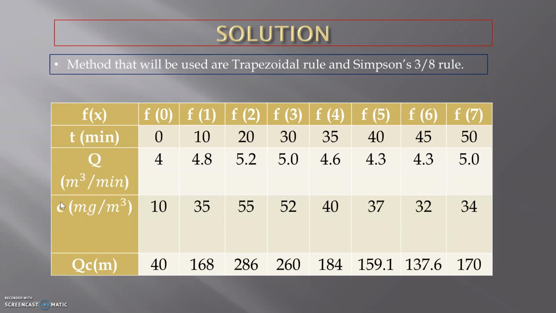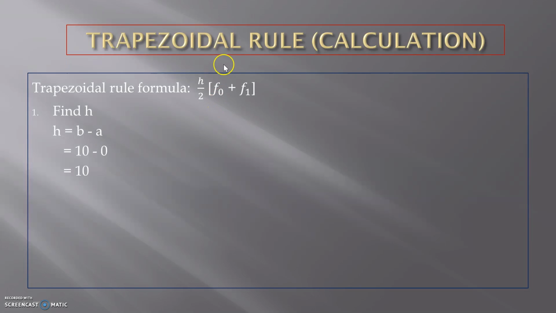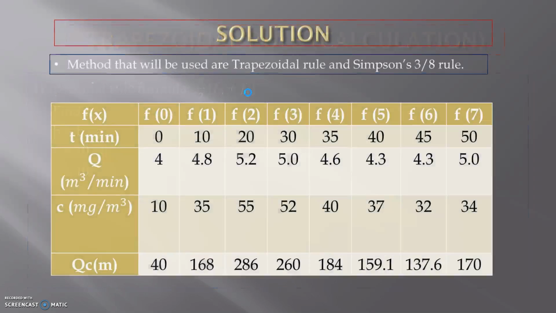Firstly, the trapezoidal rule was selected due to its formula, h/2 times function of 0 plus function of 1, which can be repeated until the third function, for example f0 plus f1, f1 and f2, f2 and f3, because the interval of each data is equal to 10, which increases evenly until the function of 3.